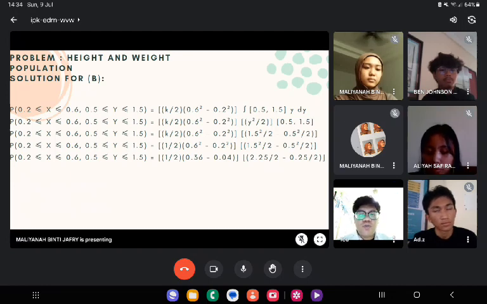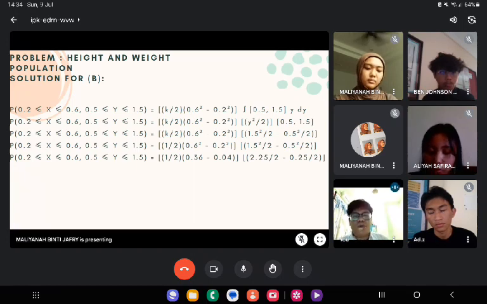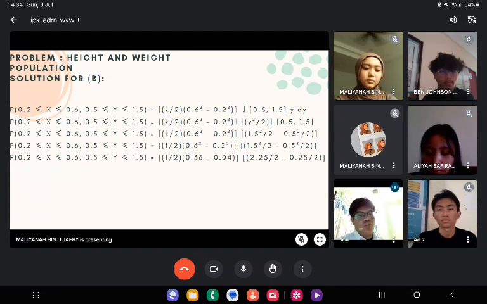Okay, after we integrate the spec of x, we integrate the spec of y. After we integrate it, we will get y power of 2 over 2. So we substitute the upper limit and the lower limit, and we will get in the third line 1.5 power of 2 over 2 minus 0.5 power 2 over 2.